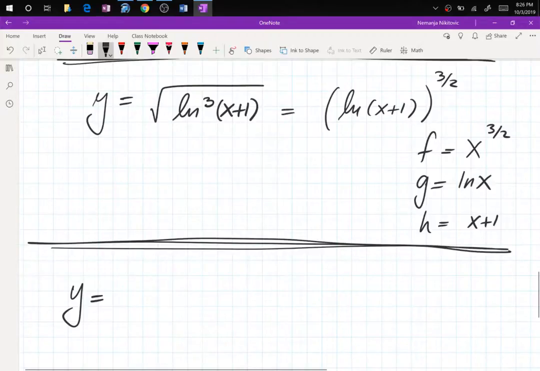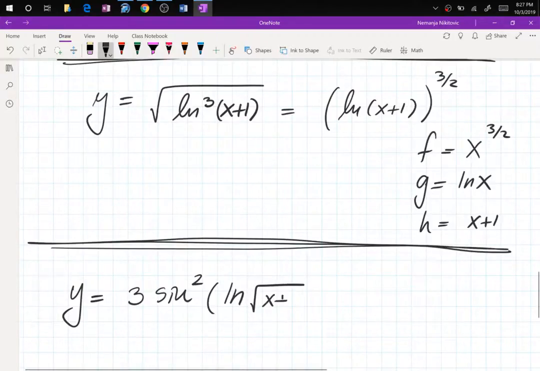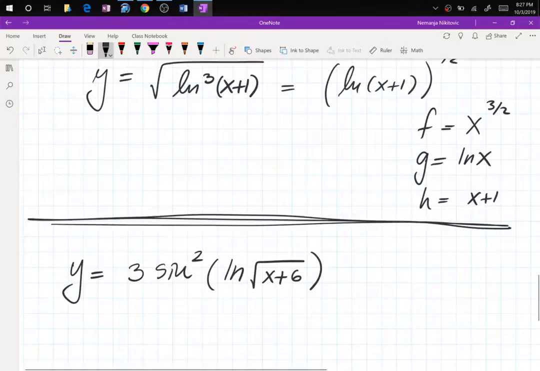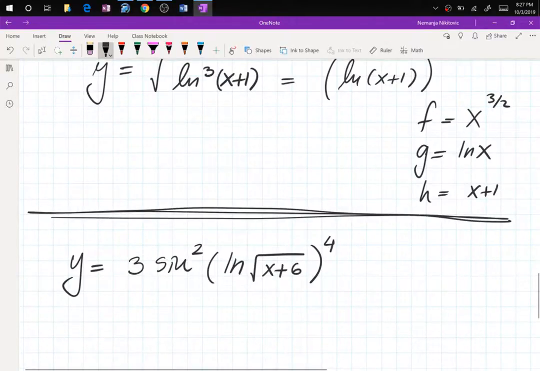So, let's go with 3 sine squared of ln of the square root of x plus 6, to the fourth power, for good measure.